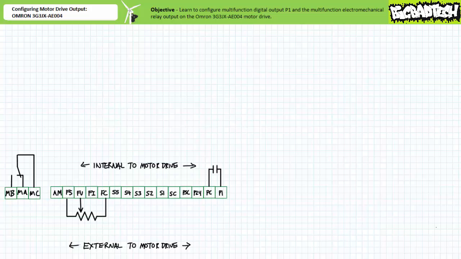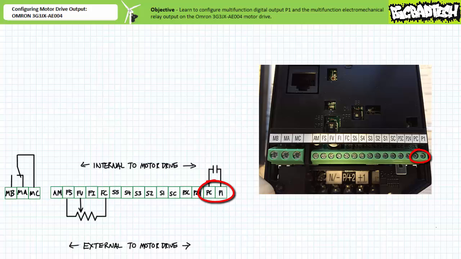Let's examine multifunction digital output P1 first. Multifunction digital output P1 appears at the far right of the long strip of terminals associated with its common connection, PC. The default state between PC and P1 is normally open. However, this is user adjustable.